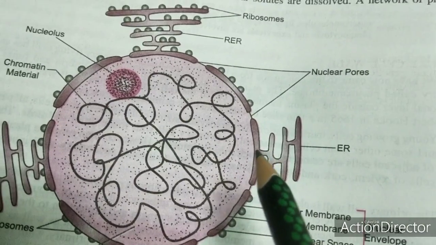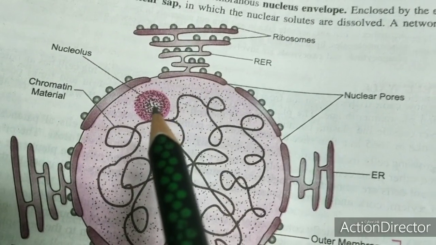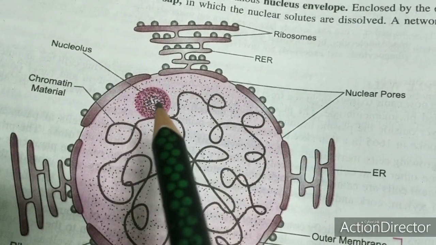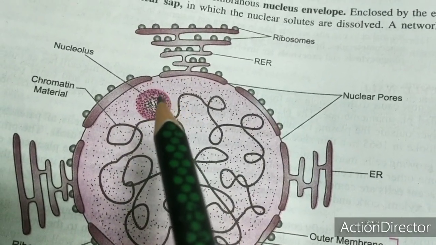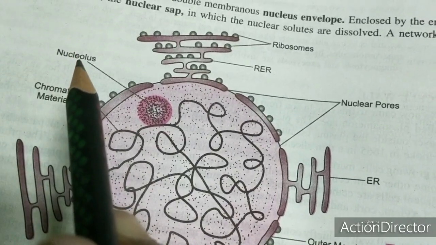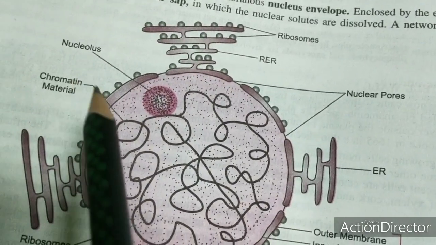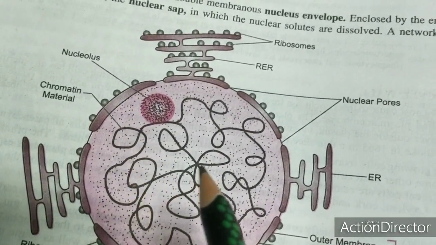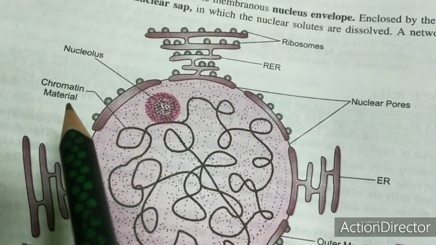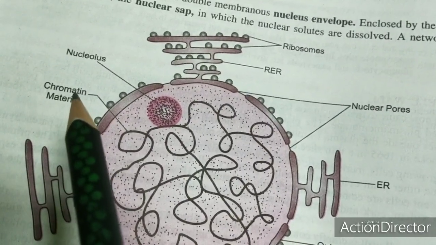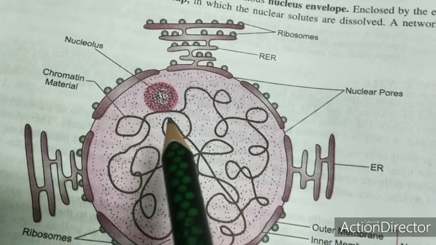And the second most important part of the nucleus is the dark spot inside the nucleus, which is nothing but the nucleolus. And the third important part of the nucleus is the thread-like structures. The thread-like structures are nothing but the chromatin material. So these are the three important parts of the nucleus.